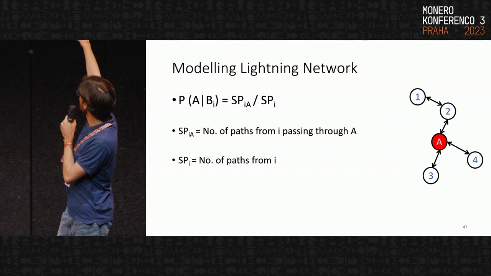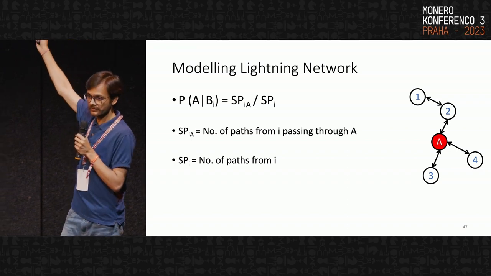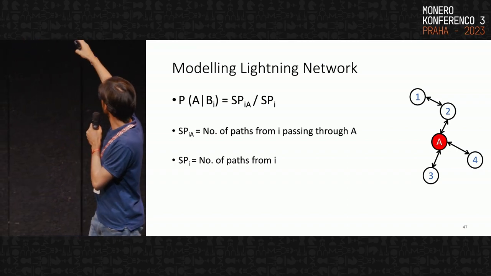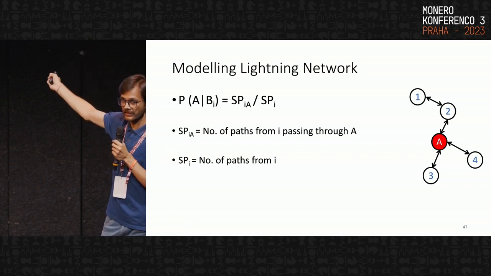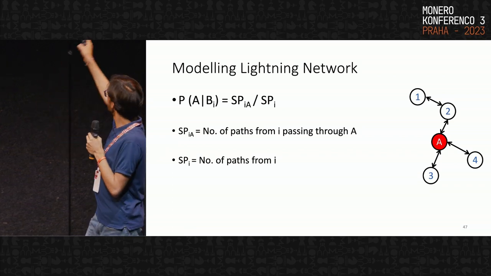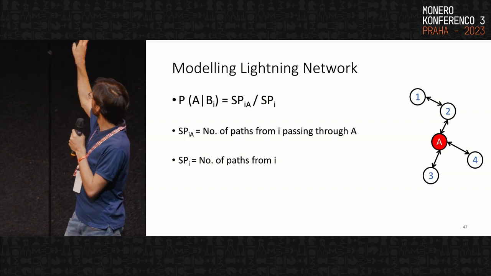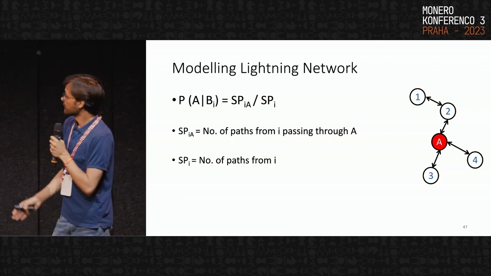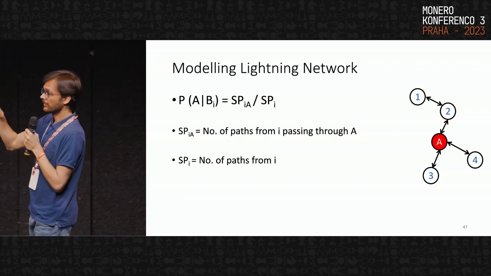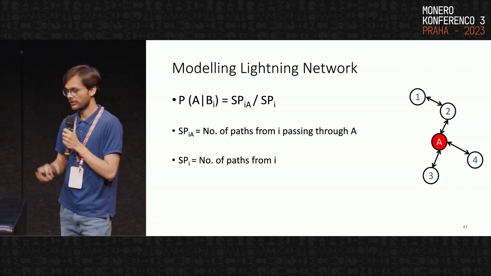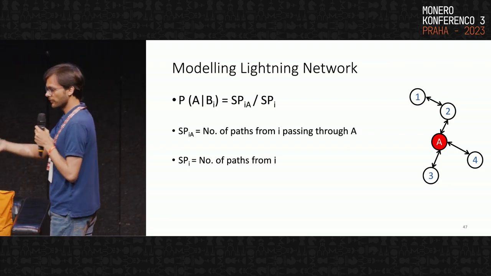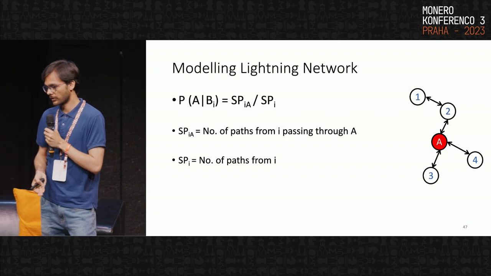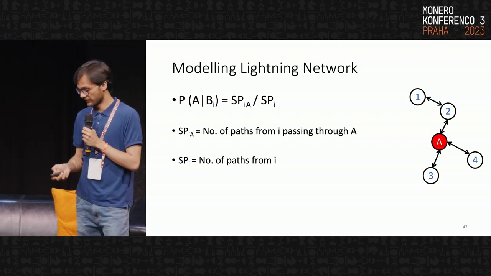So in this case, if I do a quick calculation, node one has four paths: 1 to 2, 1 to A, 1 to 4, and 1 to 3, right? Out of that, three of those paths will go via adversary A. That is 1 to A, 1 to 3, and 1 to 4. So in this case, the probability P(A | B_I) will be 3/4 for this particular node one. And like this, this is a small example, we do it for all other nodes and all other adversary nodes in the network.